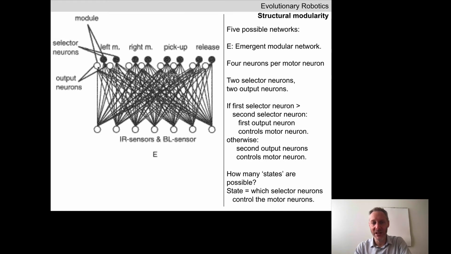Okay, so here's one. If we look at this output neuron, we can see a whole bunch of synapses arriving here. This is one neural module. And if we look at this second output neuron here, there is a second neural module that is composed of all of the synapses arriving at this output neuron. So we have two different neural modules. And by evolving the synaptic weights that go from the sensor neurons to the selector neurons, evolution can tune which of these two neural modules controls the left motor under what circumstances.